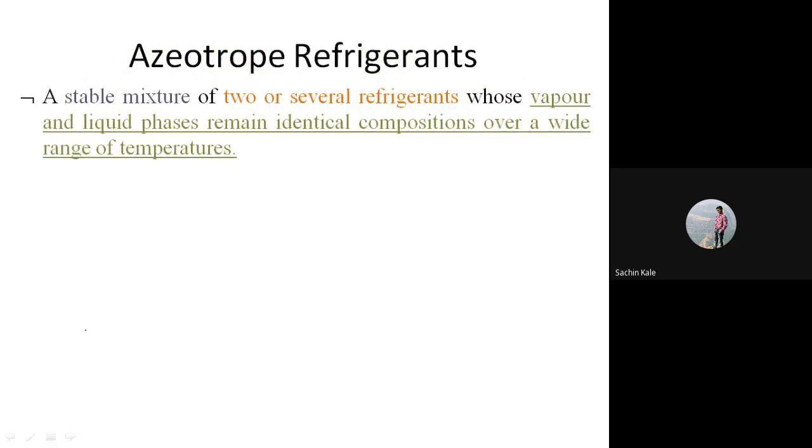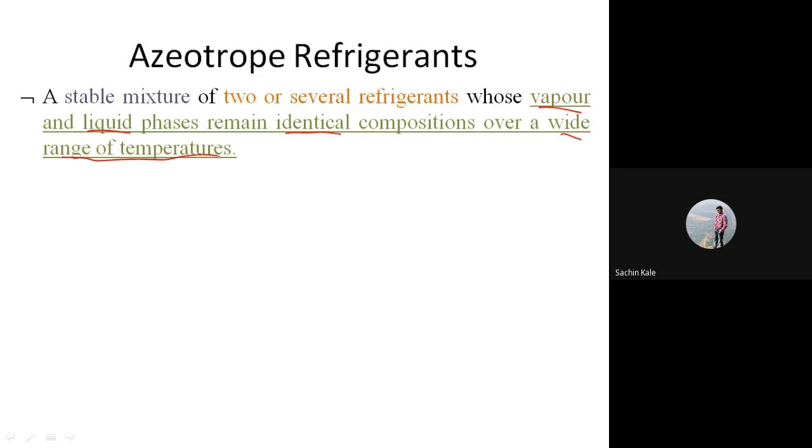So here azeotropic refrigerant means it is a stable mixture of two or more than two refrigerants whose vapor and liquid phase remain identical over a wide range of temperature. Here this is important. The vapor and liquid phase will remain identical over a long range of temperature if the refrigerants we are going to mix have the same boiling point temperature and same freezing or melting point temperature. Then and only then will the liquid phase and vapor phase remain identical for a longer temperature range.